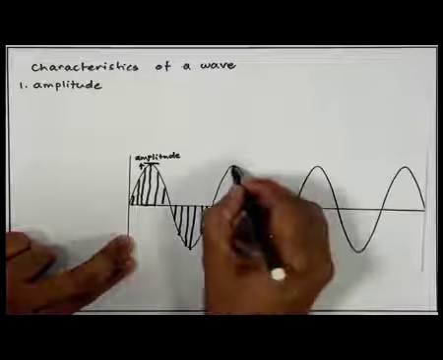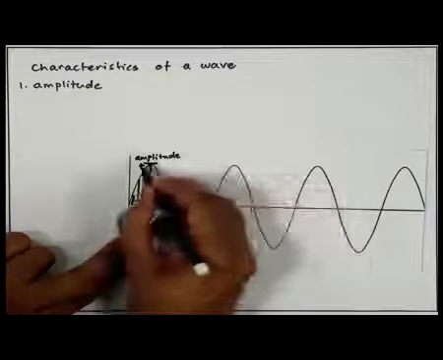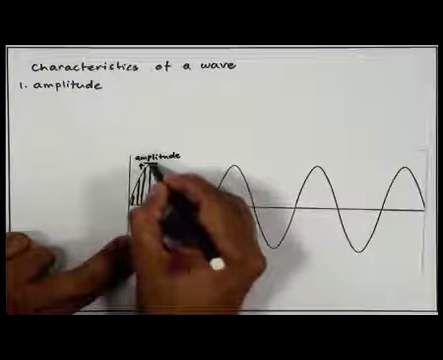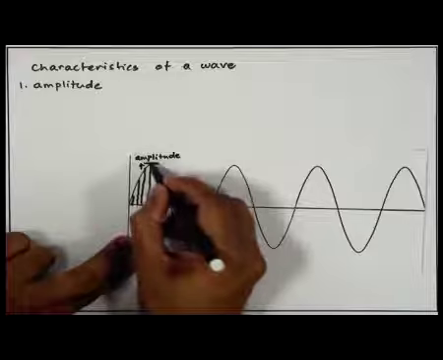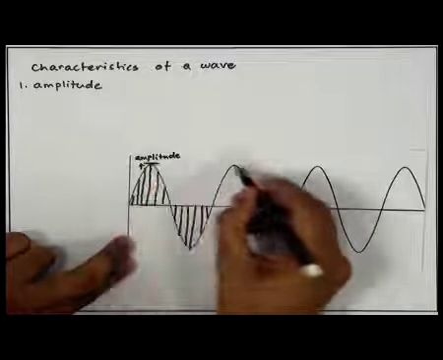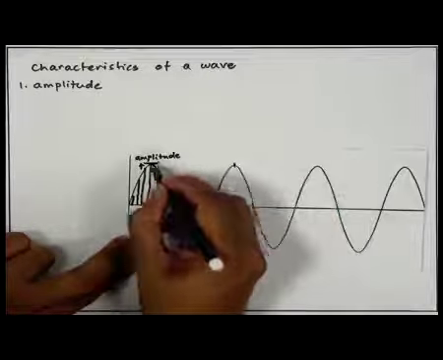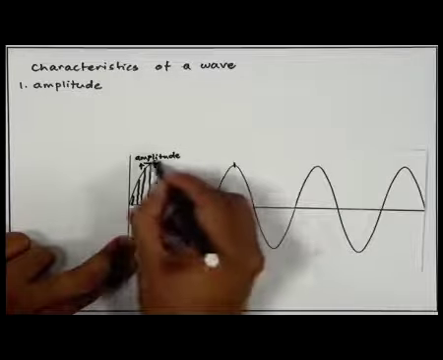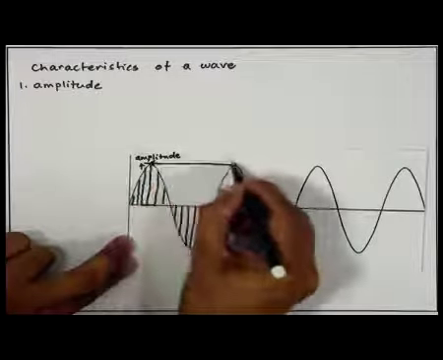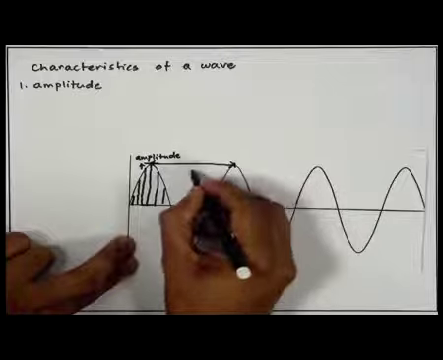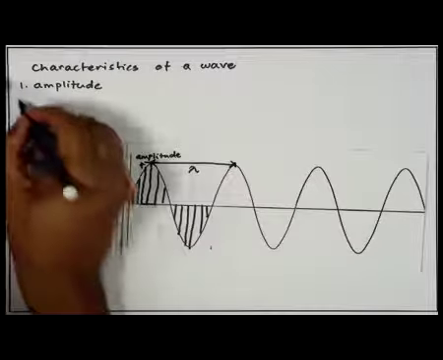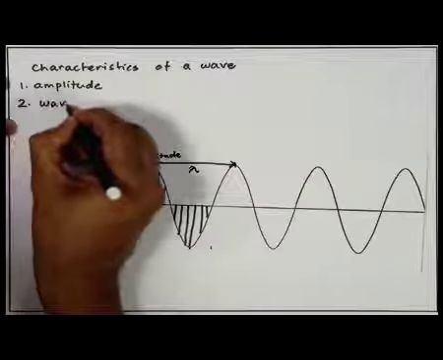If you compare two places where the amplitude is seen, or maximum displacement is seen, we call them crests. If you look at two consecutive crests, the distance between them is called wavelength. The other property that we need to understand is wavelength.